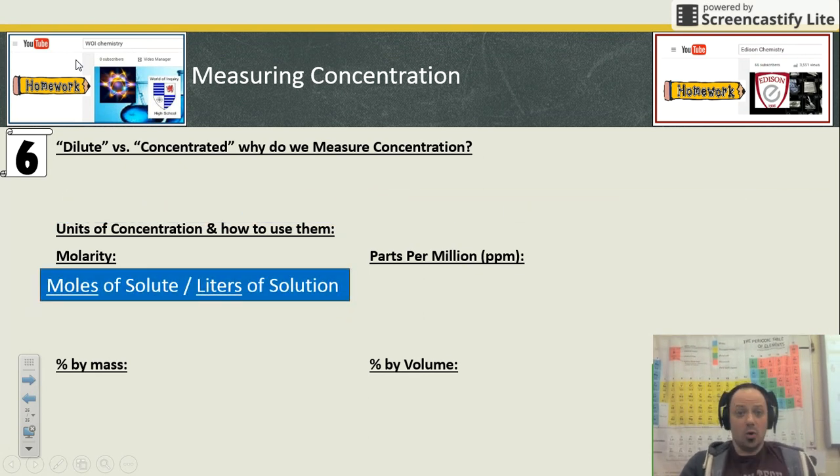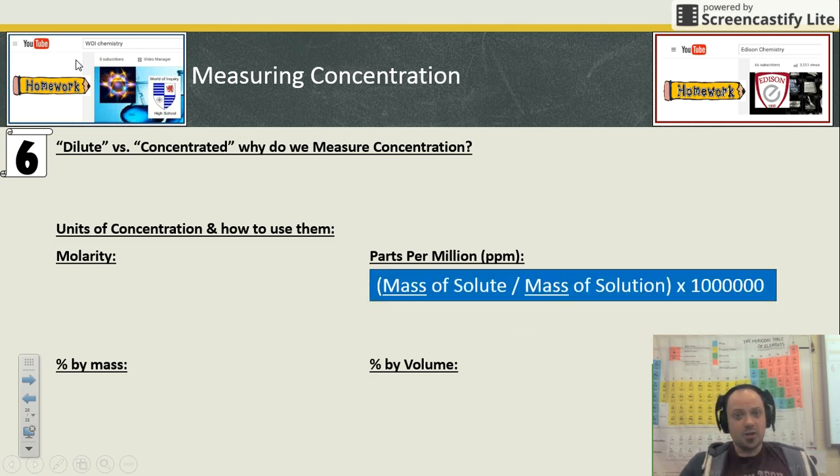Molarity means moles of solute from our moles unit divided by liters of solution. Okay, the units are moles per liter. Parts per million is great for using when we are talking about very dilute solutions. We calculate it the same way we do a percentage, but we multiply by 1,000,000 instead of 100. So the mass of the solute that gets dissolved divided by the total mass of the solution times 1,000,000 gives you parts per million. ppm is our parts per million unit.